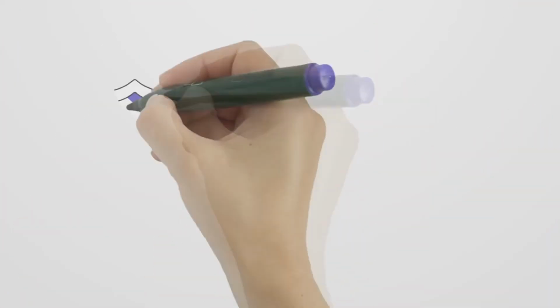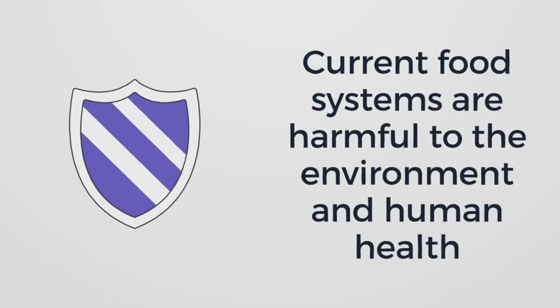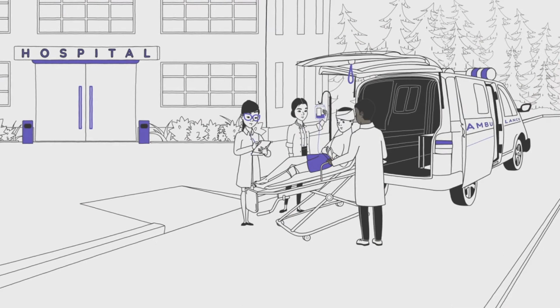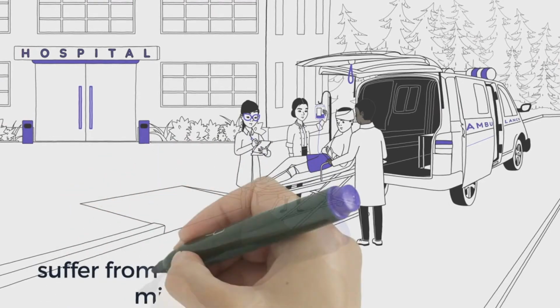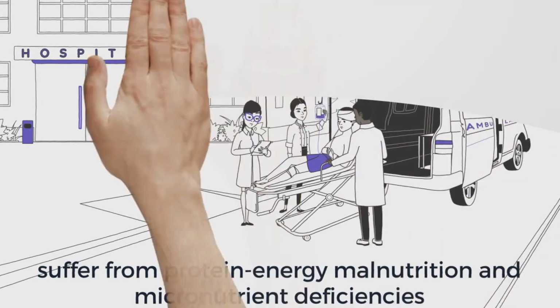Now, I will tell you about how current food systems are harmful not only to the environment but also to human health. The food industry and agriculture often produce very small direct contamination in what you eat, such as heavy metals, organochlorines, and radionuclides in non-visible amounts. Nevertheless, if biodiversity is diminished, people will suffer from protein energy malnutrition and micronutrient deficiencies.